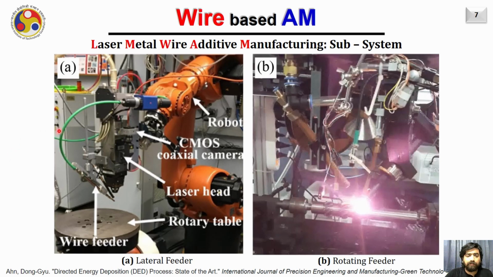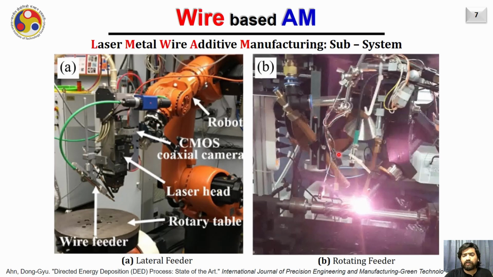This is a typical system corresponding to lateral feeding. Here you can see there is an optical head and it creates the laser beam which falls down onto the substrate. And then here there is a wire feeder which is feeding the wire towards the melt pool, and it is coming from the side, and that is why it is popularly called lateral feeding.